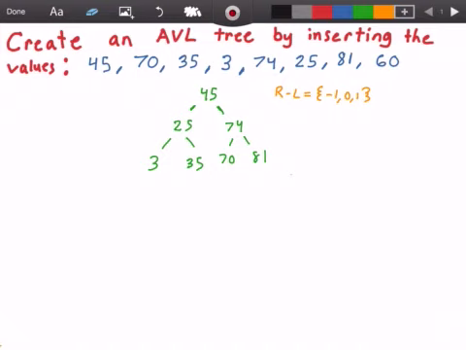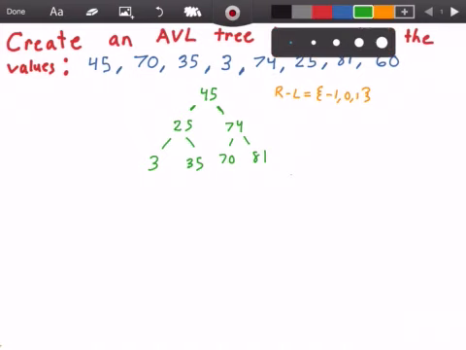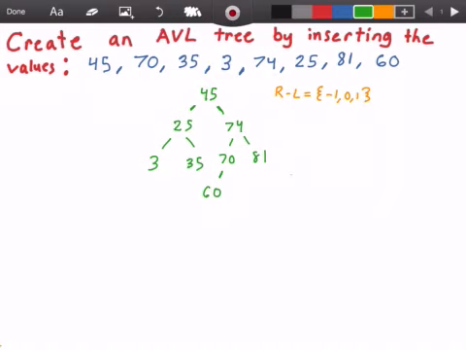Now, next we need to insert the value 60 into our tree. So we get 60 is greater than 45, so we go to the right of 45. 60 is less than 74, so we go to the left of 74. And 60 is less than 70, so we put 60 to the left of 70. Now let's check the balance factors of the tree.